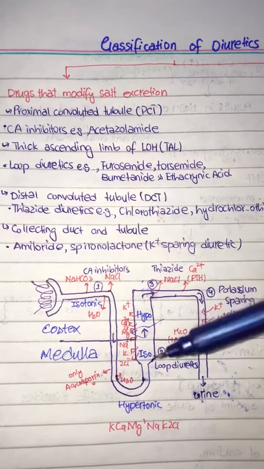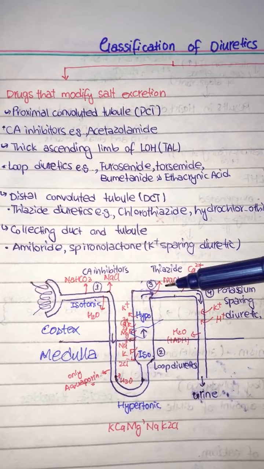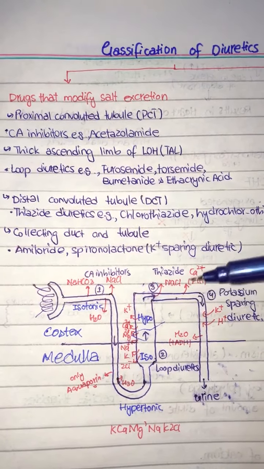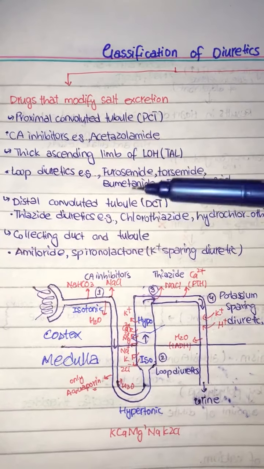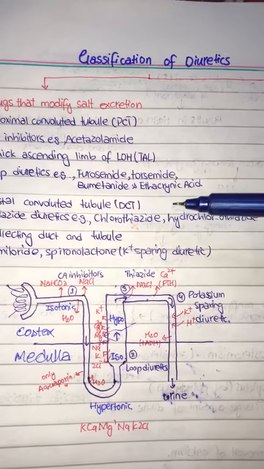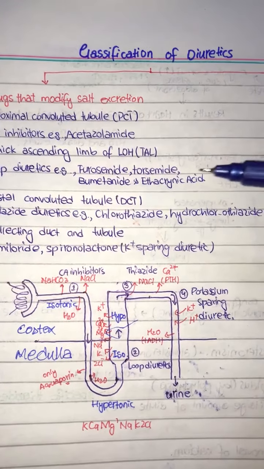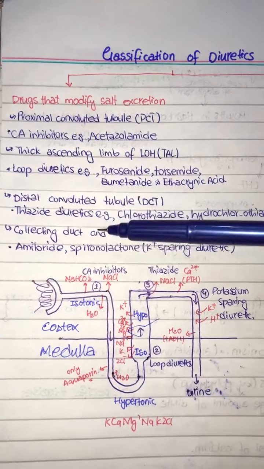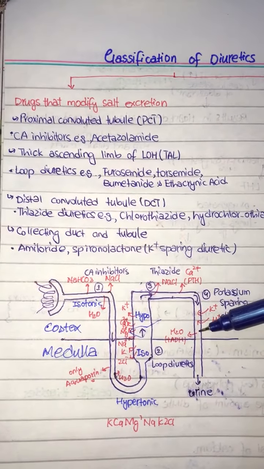And moving to the next, we have the distal convoluted tubule, in which sodium chloride and calcium reabsorption by the parathyroid hormone will be happening. And it involves the thiazide diuretics, for example chlorothiazide, hydrochlorothiazide, and further it involves chlorthalidone, indapamide, metolazone. And into the next, we have the collecting duct and tubule.